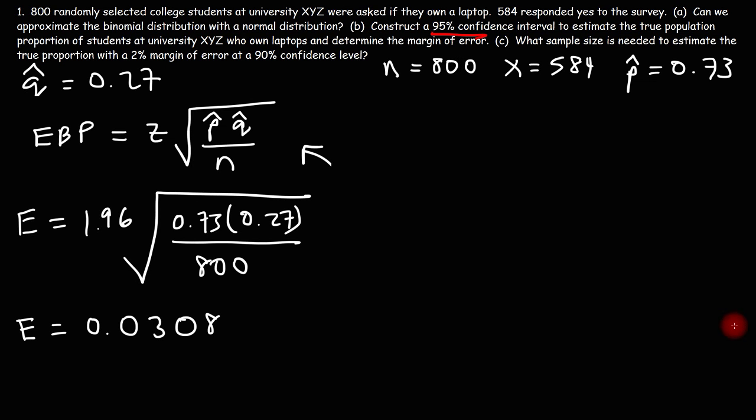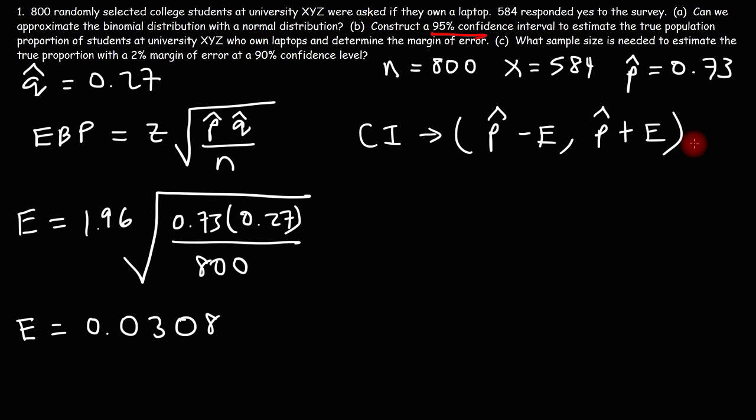So now we need to construct the confidence interval. So here's what we can do to get it. It's going to be our sample proportion minus the error. That's going to give us our minimum value. And then the sample proportion plus the error, that's going to give us the maximum value of the confidence interval. Keep in mind, the confidence interval is a range in which we believe the true proportion to be located in with a certain probability.